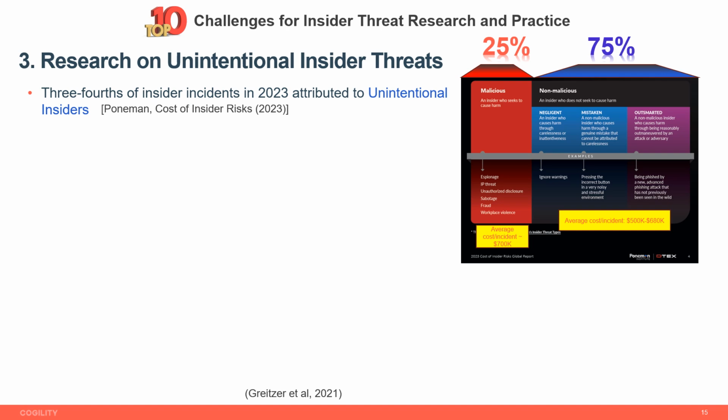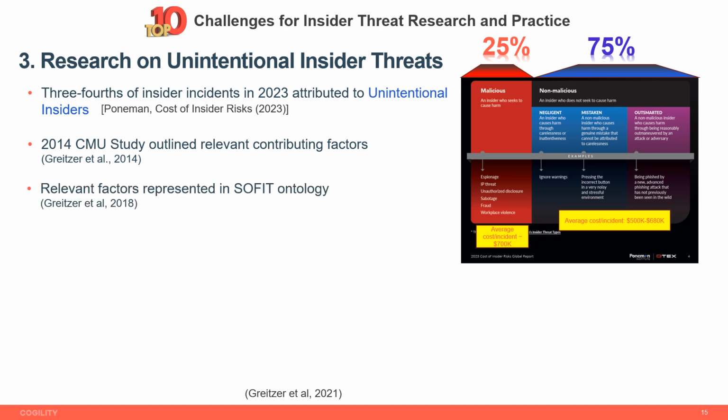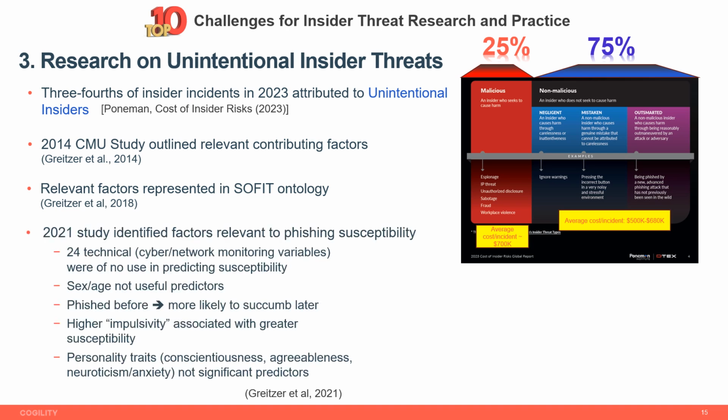of remediation. An initial examination of contributing factors was done in a 2014 study, and the results were incorporated into the SOFIT ontology. More recently, we examined dozens of technical and behavioral factors in a large phishing study that demonstrated the futility of relying on technical indicators to identify people who are more susceptible to phishing exploits. We found that one of the most predictive indicators was whether or not they were successfully phished in the past, suggesting that psychosocial factors may be at play.